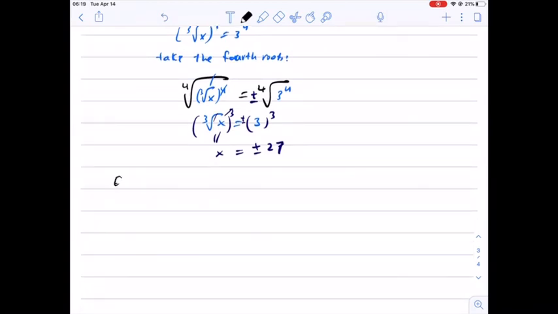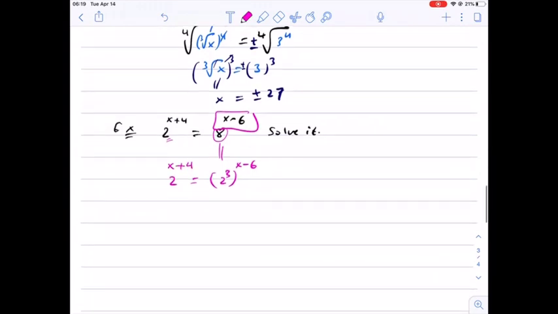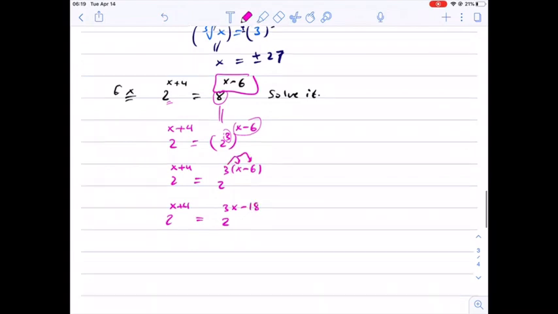Let's take another example. If we have 2 to the power x plus 4 equals 8 to the power x minus 6, we want to solve this equation. So we try to get the same base. 8 can be written as 2 to some power. So this is 2 to the power 3, raised to power x minus 6. And on the left hand side we still have 2 to the power x plus 4. Now when we raise from this power to this power, we multiply the powers. So this is 2 to the power 3 times x minus 6. So 2 to the power x plus 4 equals 2 to the power 3x minus 18.